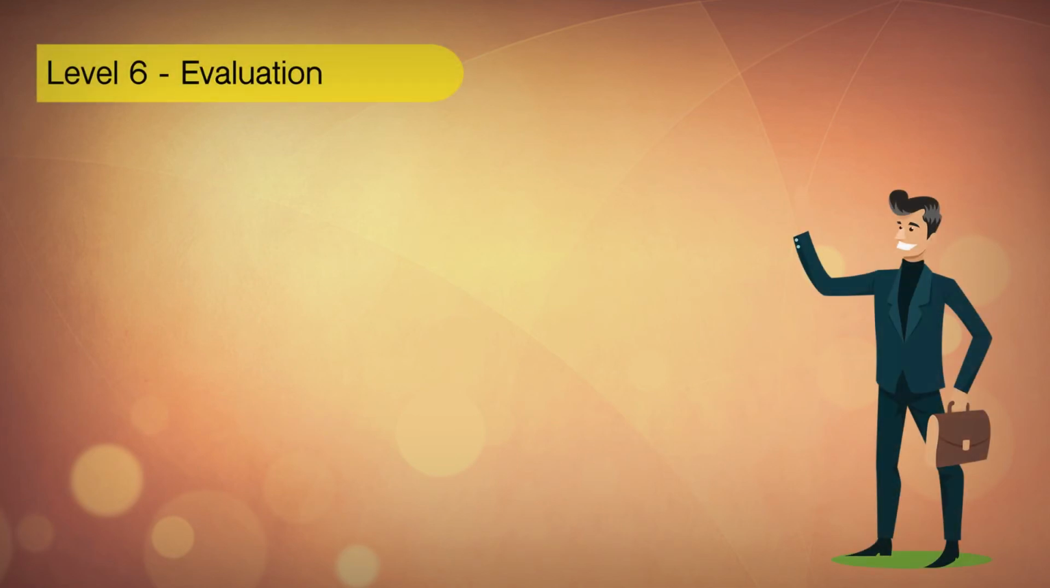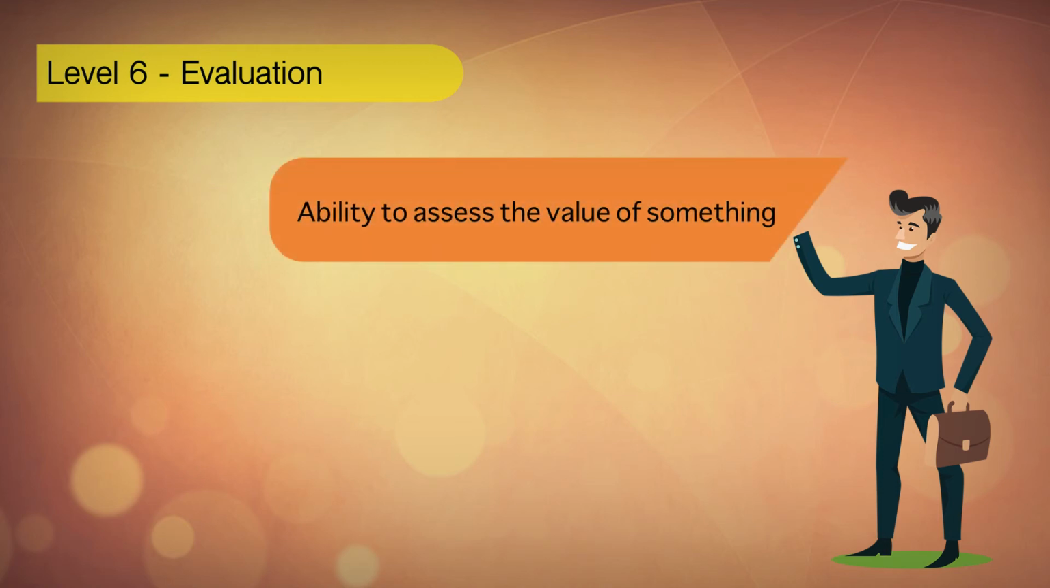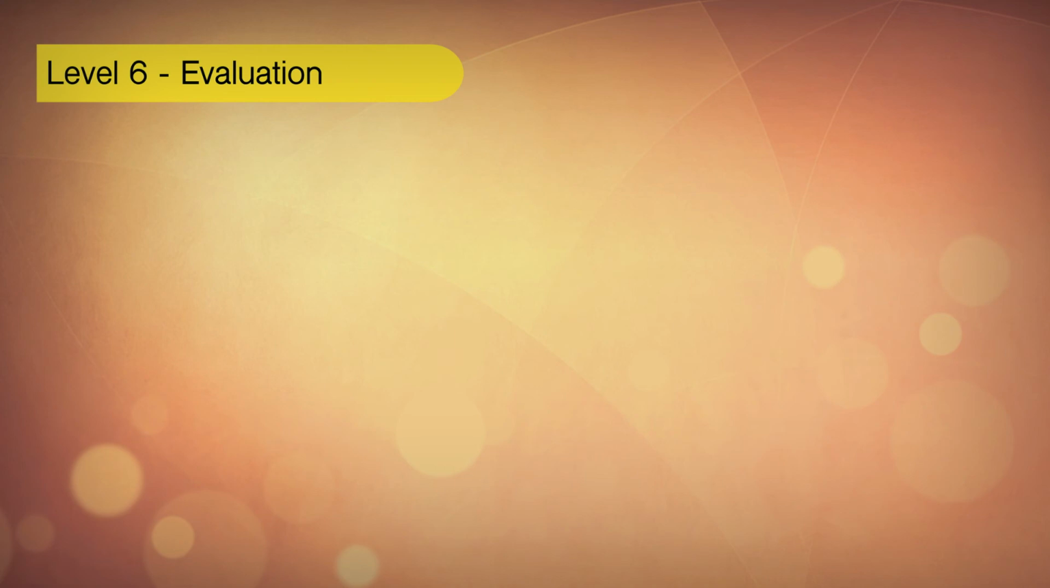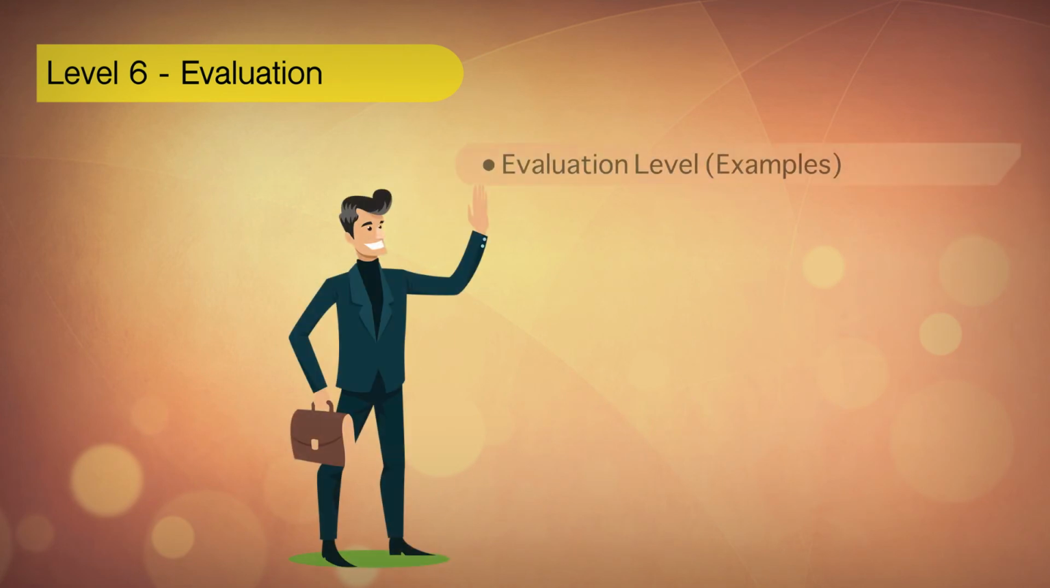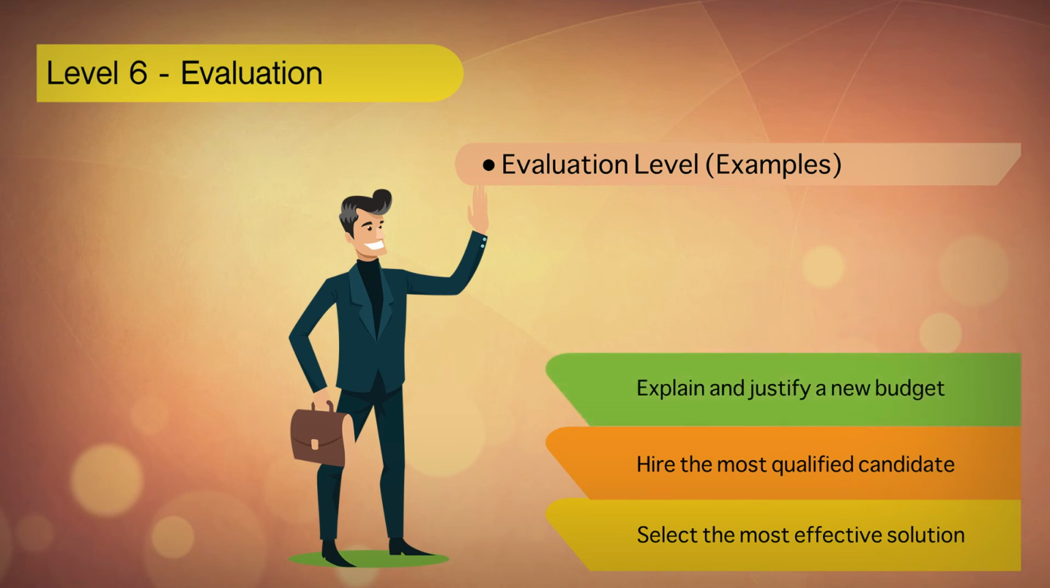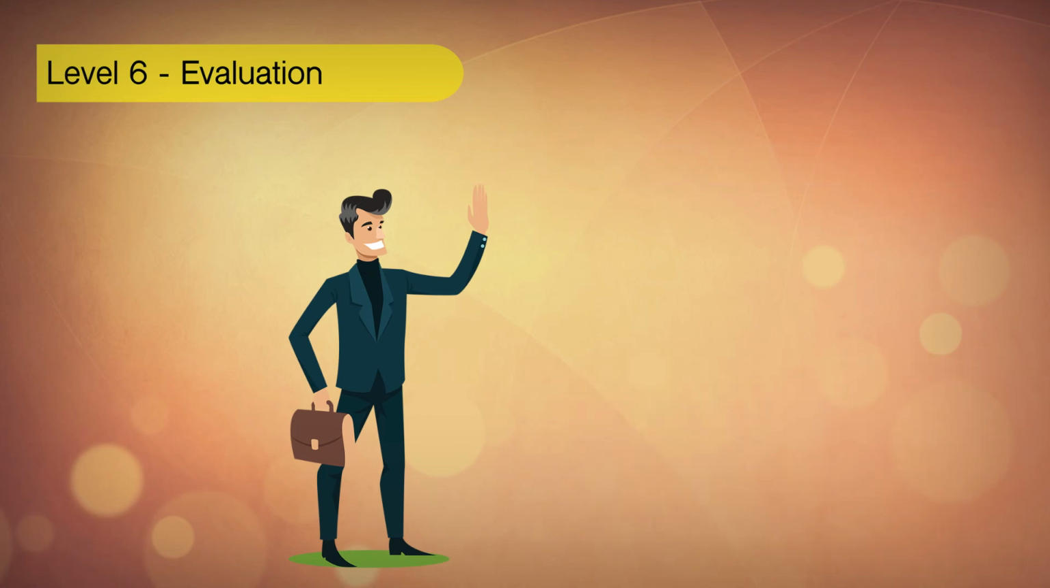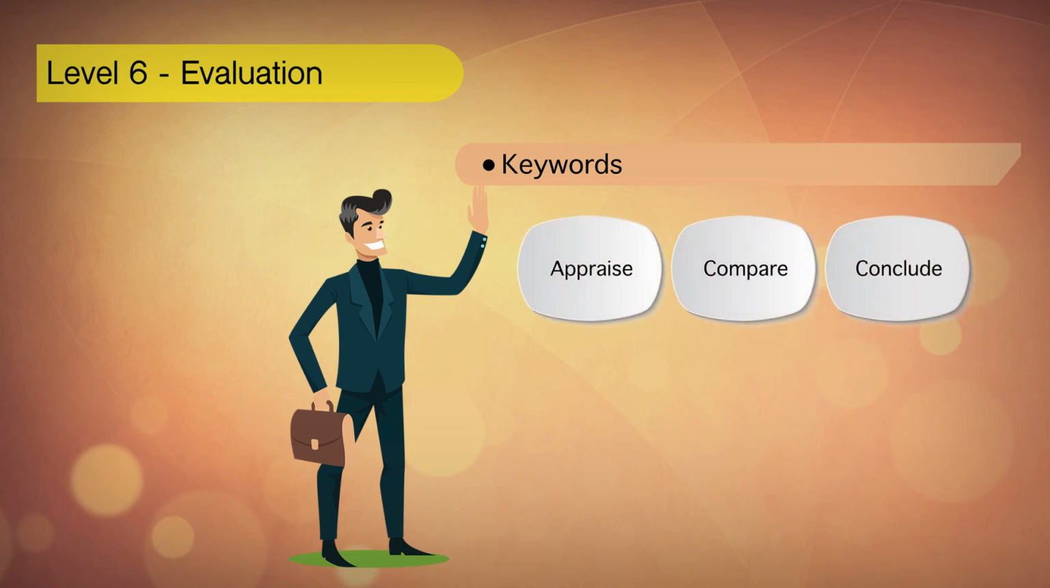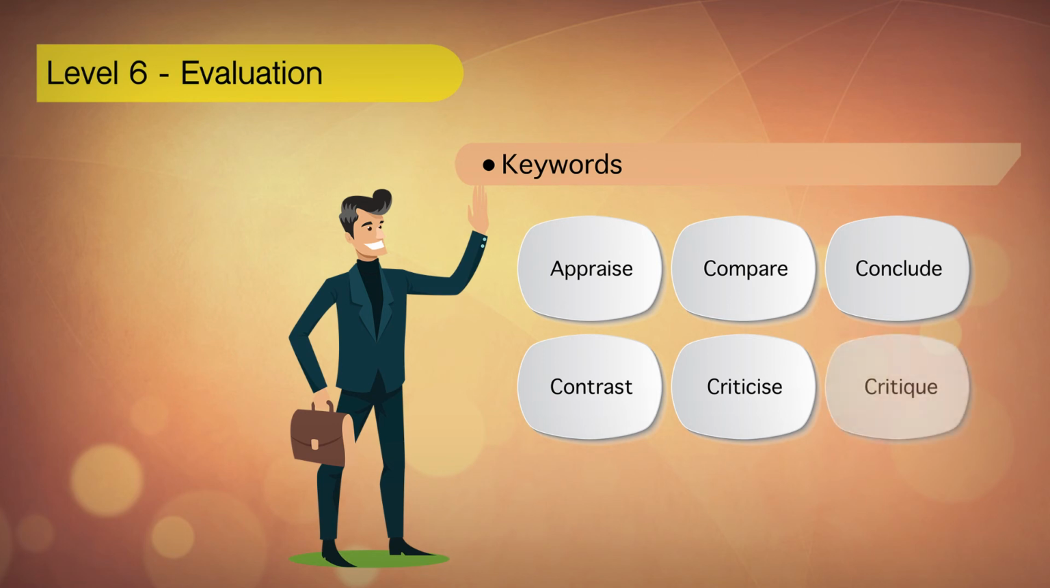A student who has achieved this level is able to make judgments or decisions with justifications. He is able to defend his own opinions by making judgments about the given information. The examples for evaluation level will be like select the most effective solution, hire the most qualified candidate, explain and justify a new budget. And the keywords would be appraise, compare, conclude, contrast, criticize, critique, and etc.